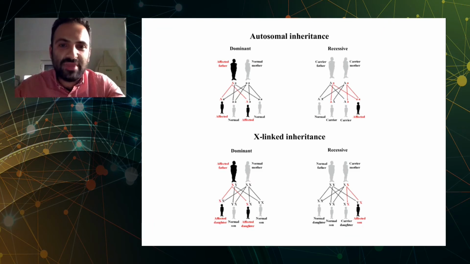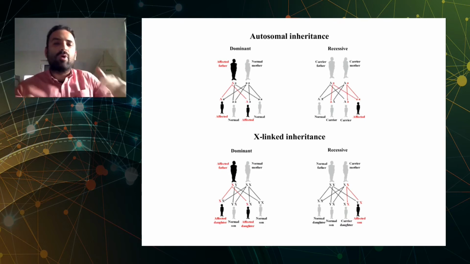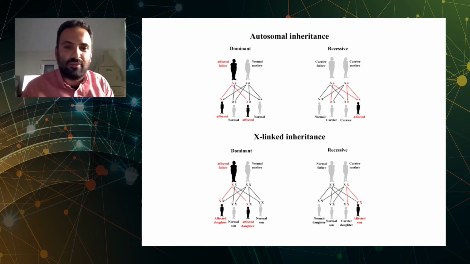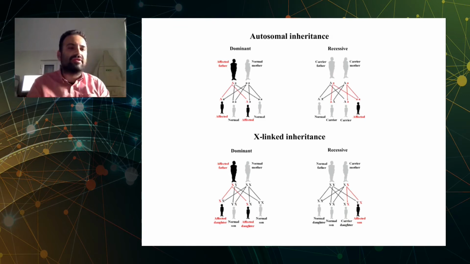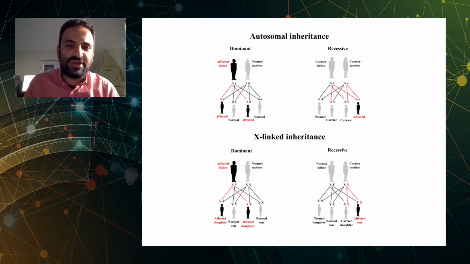Autosomal recessive means that we need two copies of a mutation in order to have the disease. So both parents should give us one mutation, each one of them. So they are carriers in this case. So we need two copies of the mutation in order to have the disease.